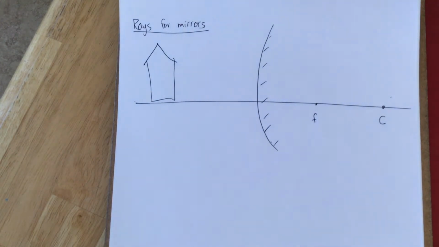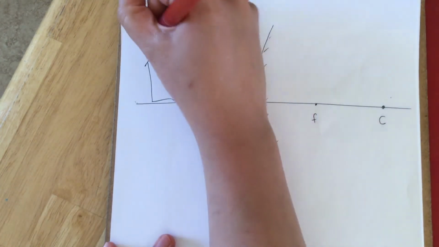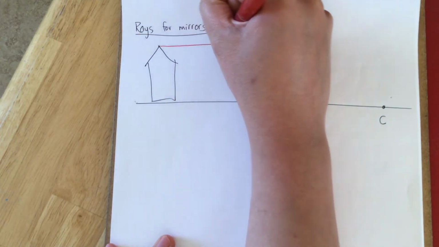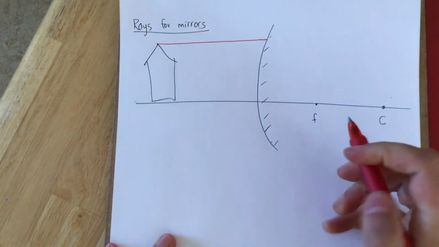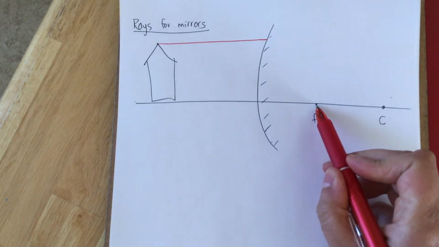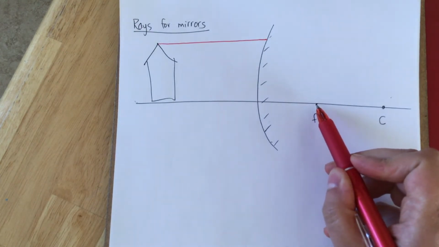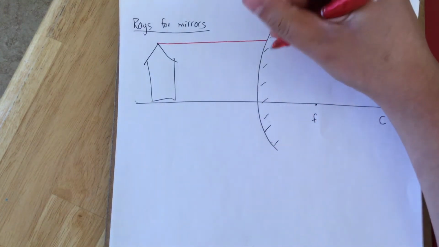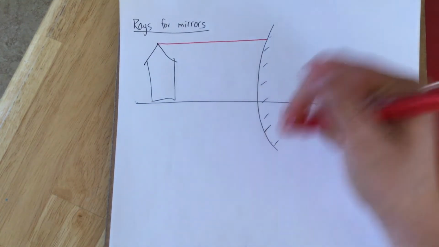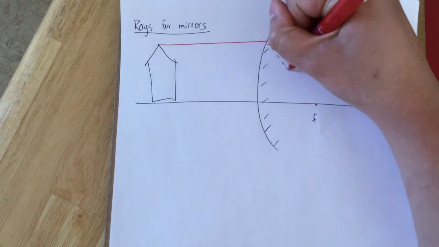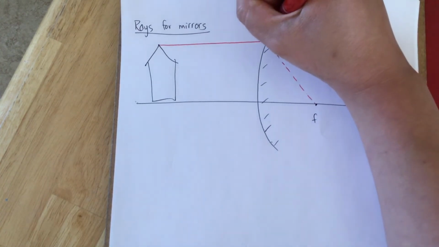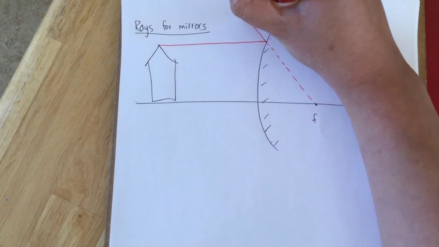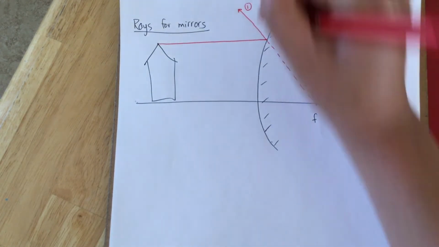So let's draw the rays. Ray 1 goes parallel in. Now, it can either go towards the focal point if it's converging, or diverge away from the focal point. And since this is a diverging mirror, my ray actually goes back here, ray 1.